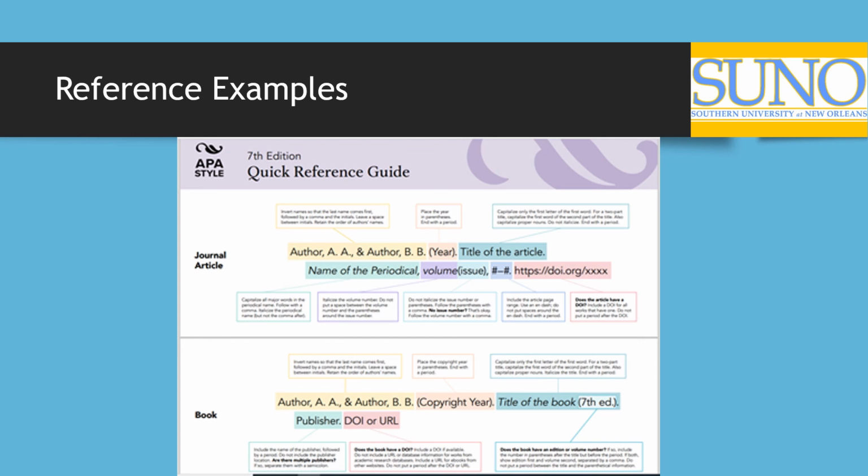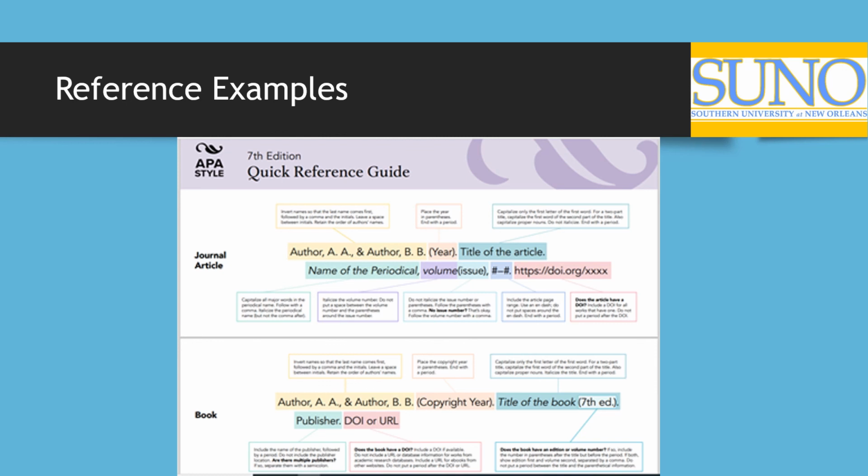Note that first you have the author's name, which with the authors, you start with the last name, then it's followed by a comma, and then it's followed by the initials of the authors for their first and middle name if they do have a middle name. After the author's name, then it has the year of publication in parentheses, followed by a period. Then after that, it has the title of the article. Note that in the title, you only capitalize the first letter of the first word.